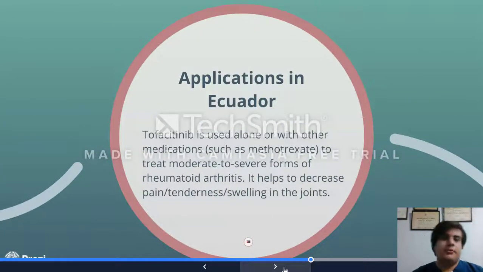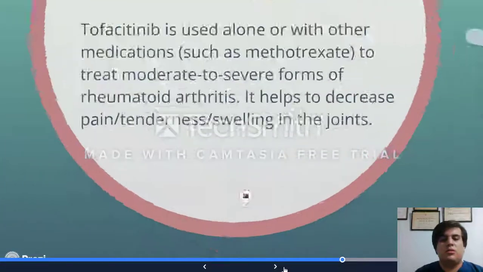Tofacitinib is used alone or with other medication by medical professionals to treat moderate to severe forms of rheumatoid arthritis. It helps to decrease pain, enlargement, and swelling.